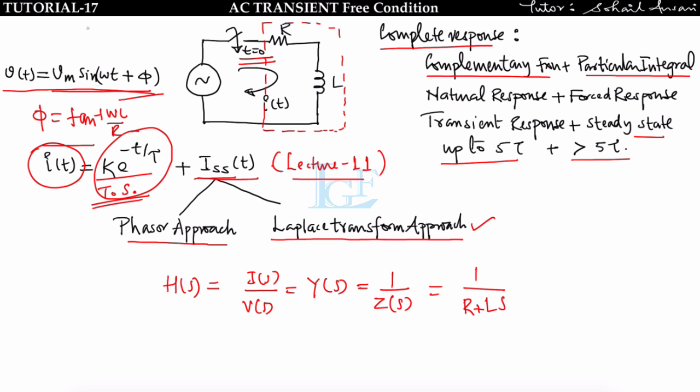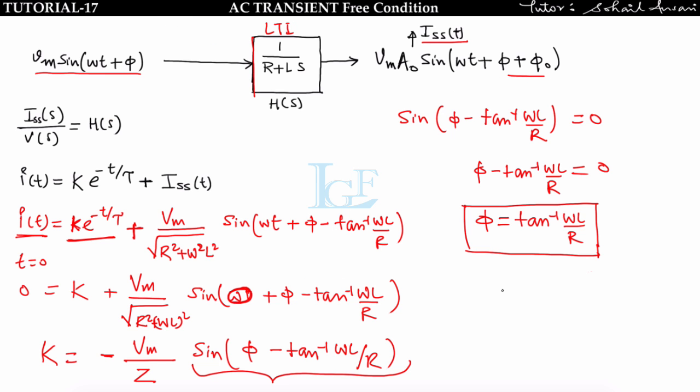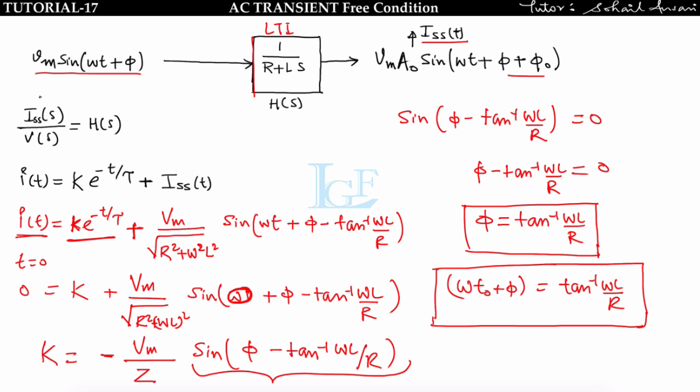Now suppose this switch is closed at t = t0. Then you will get the transient-free condition ωt0 + φ = tan⁻¹(ωL/R). This is the condition for making the RL circuit transient free, when the supply input voltage is Vm sin(ωt + φ).